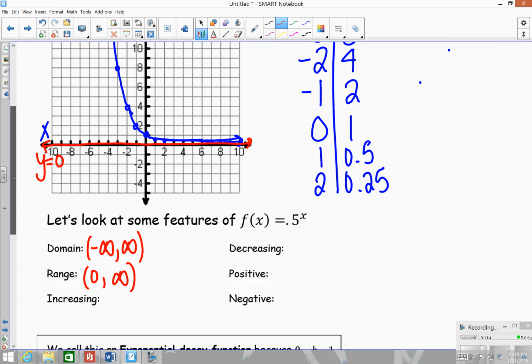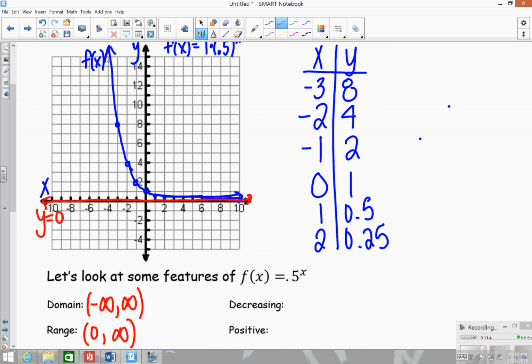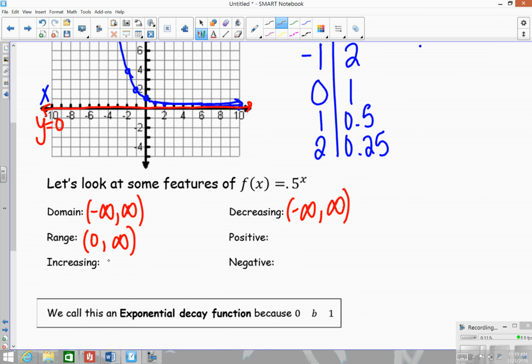Where is it increasing? Well, if you look from left to right, this graph is always going downhill. So this graph is always going to be decreasing. That means decreasing is going to be negative infinity to positive infinity, but it'll never be increasing. So for the intervals where it's increasing, you can just say none.